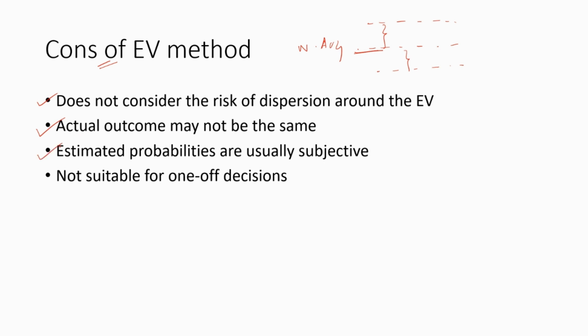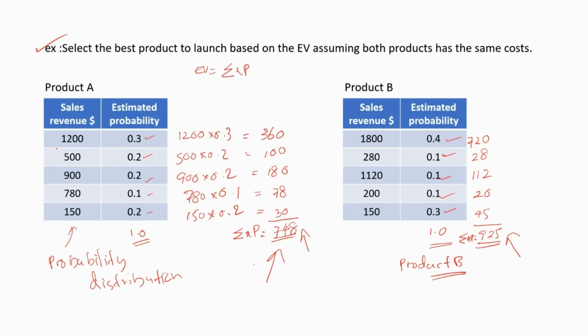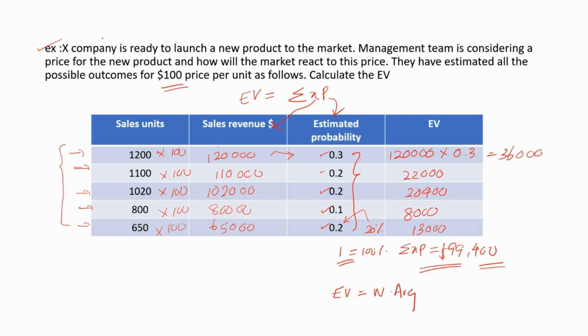Estimated probabilities are usually subjective. Think about it. Let's go to the previous example. This one. The company is ready to launch a new product to the market. The management team is considering a price for the new product. The probability is calculated by the management team. So the probabilities can be subjective. Subjective means the opposite of objective. Subjective means it can change based on the person. Objective means it does not change based on the person. So the probabilities for the calculations can be subjective. This is a limitation of expected values.